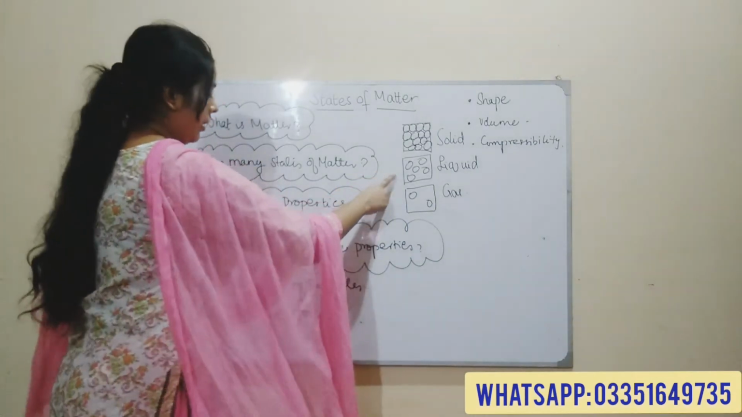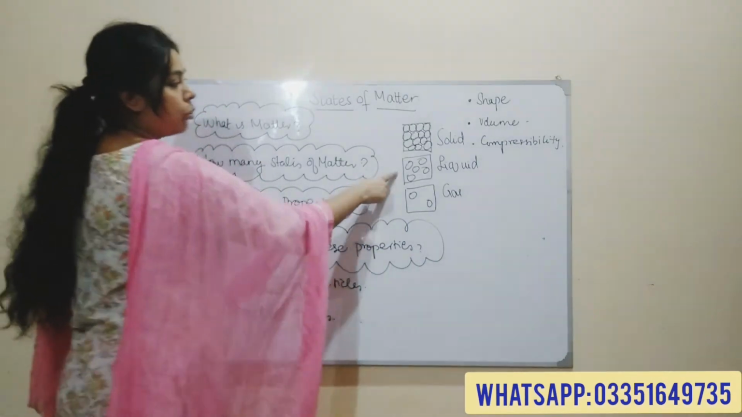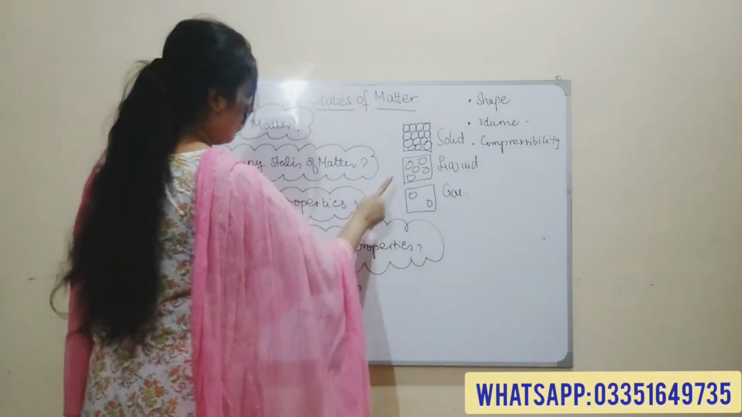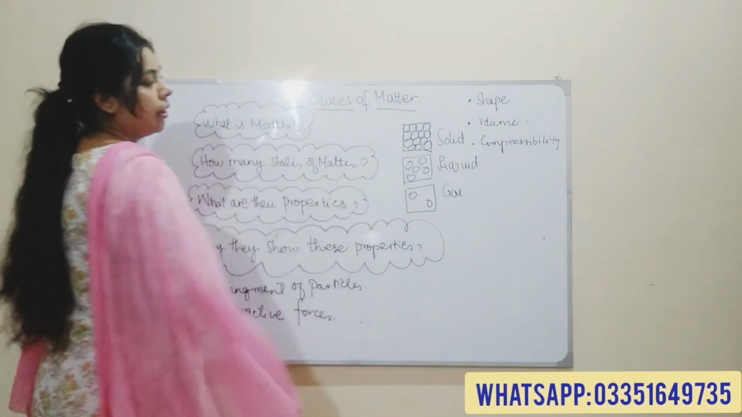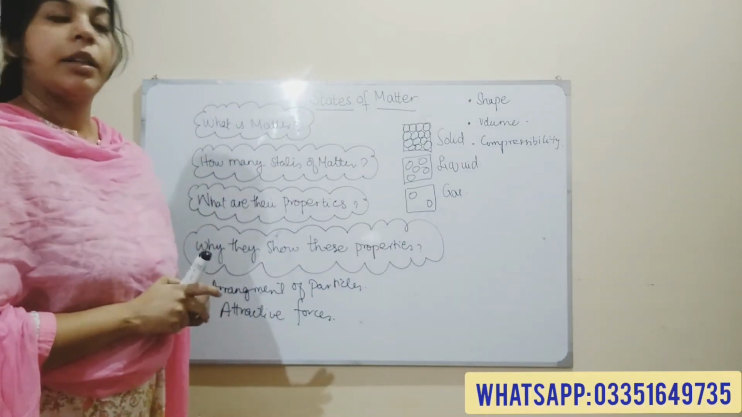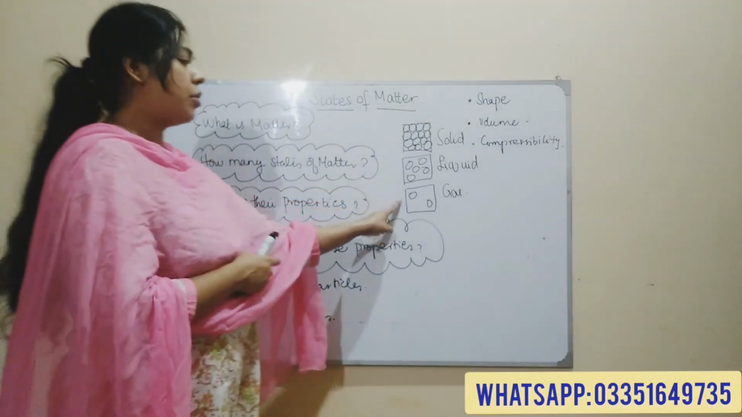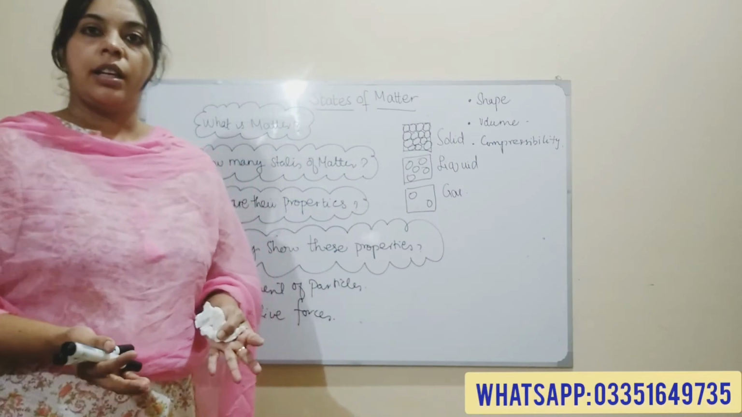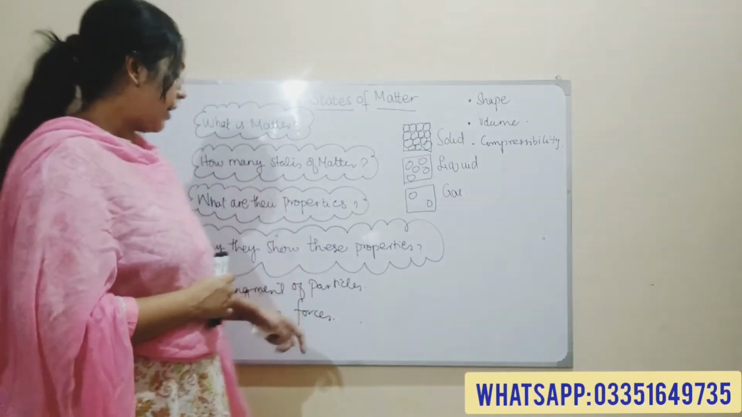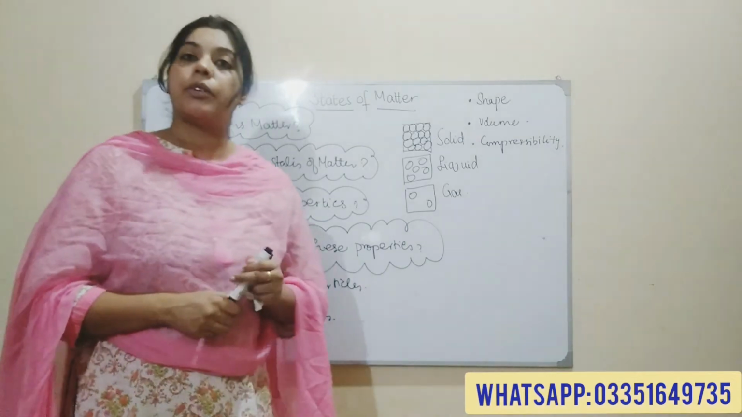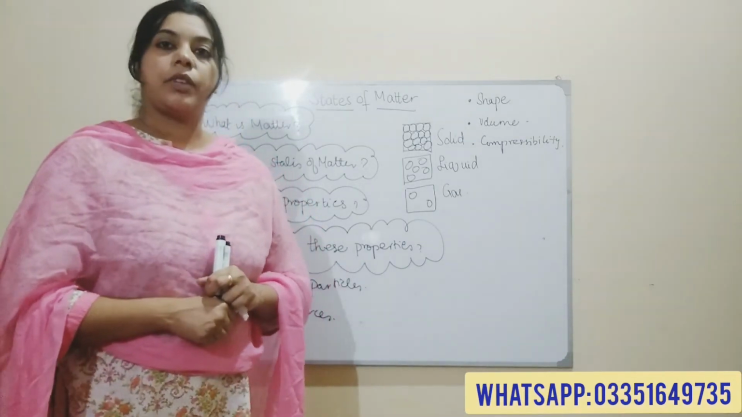In liquids, the particles are loosely packed, there are spaces between them, and weaker attractive forces as compared to solids. But in the case of gases, the particles are very far from each other, so the arrangement is not fixed. They are moving randomly from one place to another. And they have zero attractive forces between the particles of the gas.